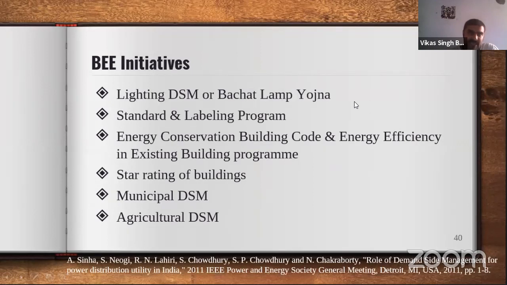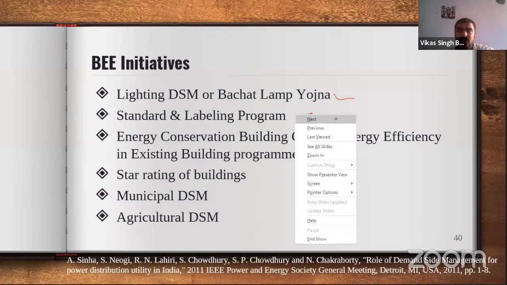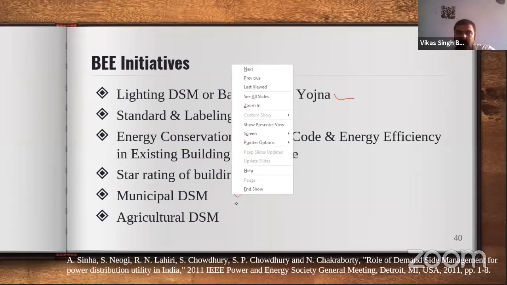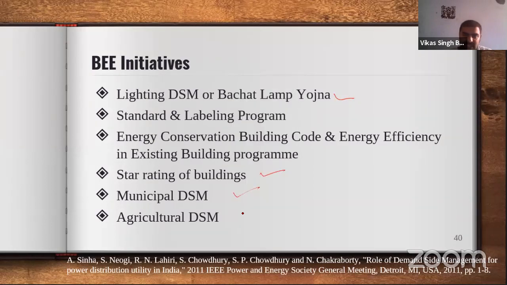One is lighting DSM or Bachat Lamp Yojana. This is one of the schemes. Then the standard and labeling program, as I mentioned, that we generally prefer the 5-star rating appliances. Then some energy conservation building codes and energy efficiency in existing building program, means a star rating can be given to buildings also. Then star rating of building, then applying DSM in municipal and agriculture also. So these are some Bureau of Energy Efficiency initiatives.